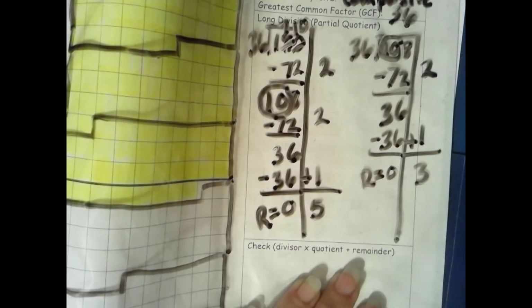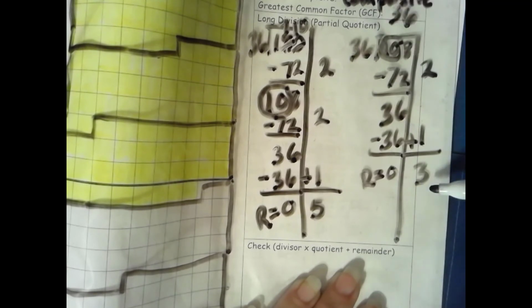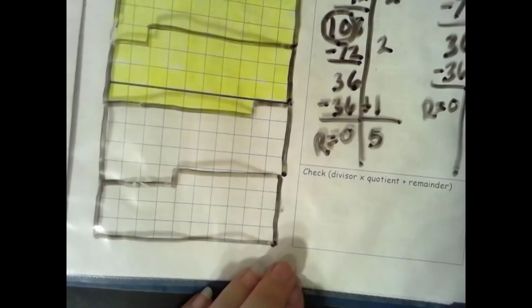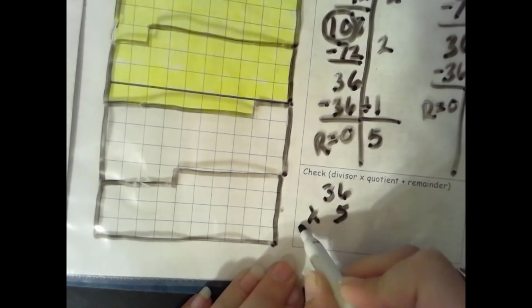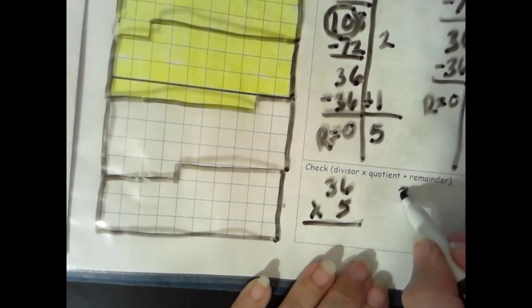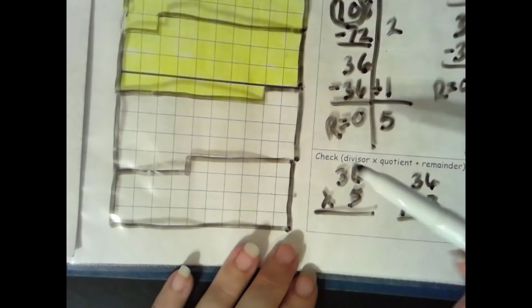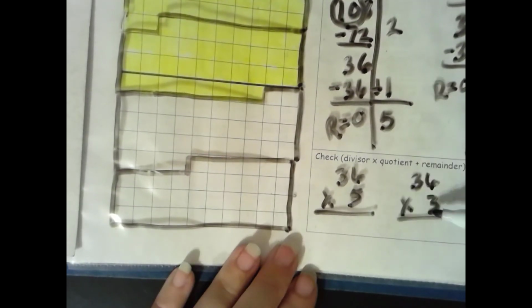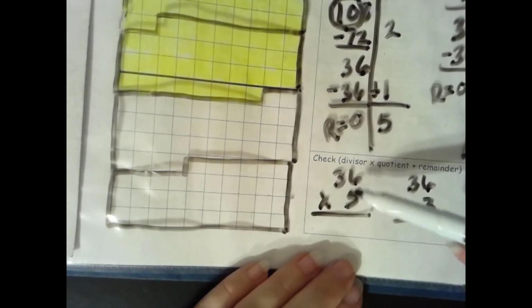Now we're going to check. Divisor times quotient plus remainder. Since our remainder is 0 for both, and the identity property of addition says when you add 0, it stays the same, we don't need to add 0. And instead of saying 5 times 36 or 3 times 36, I'm going to use my commutative property because it's easier to multiply by that single digit than the double digit.